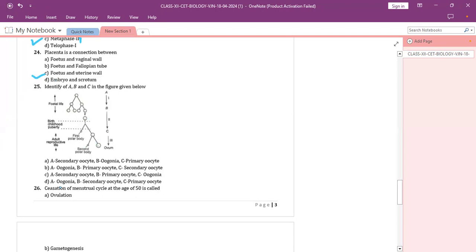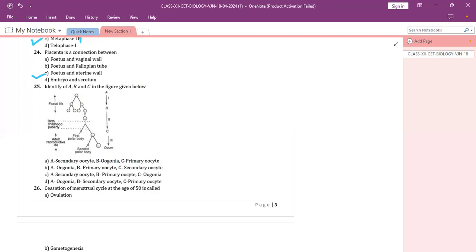25th one. If you observe this diagram, identify A, B, and C in the given figure. If you observe this, this is a chart of the oogenesis. So obviously, the A should be... What do you propose, students? A is oogonia, B is primary oocyte, and C should be secondary oocyte, which leads to the development of the ovum.